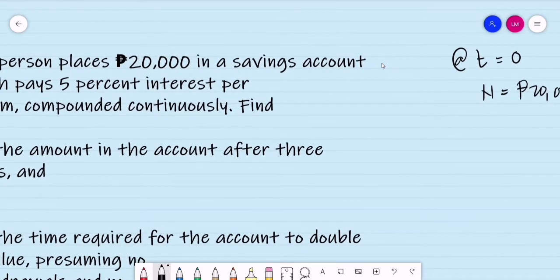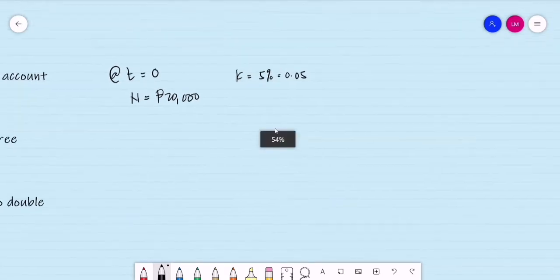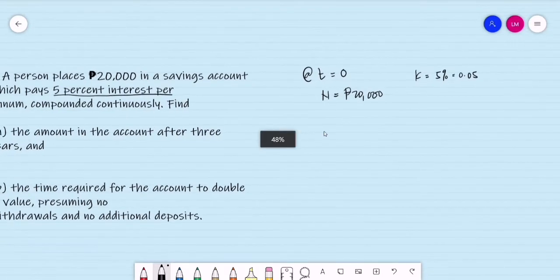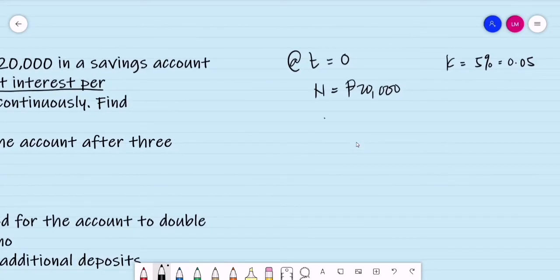Then we have this given, the 5% interest per year. That is our constant k, the constant rate of the deposit. So this is 5% k, or let's say 0.05. Since this is a deposit, we are expecting that the value will grow. So we have to use our previous equation, that is N as a function of time equal to c times e raised to k times t.